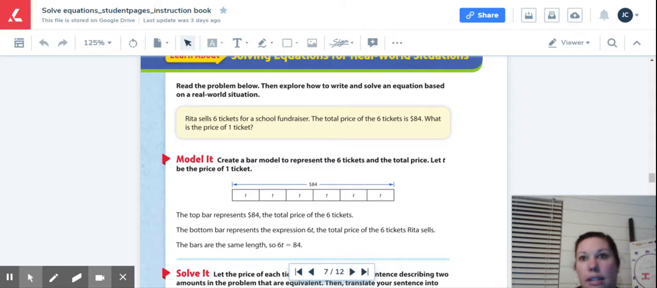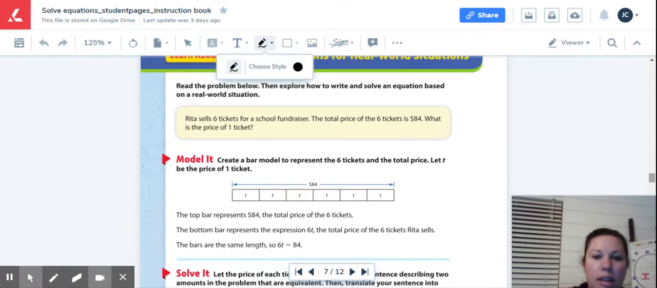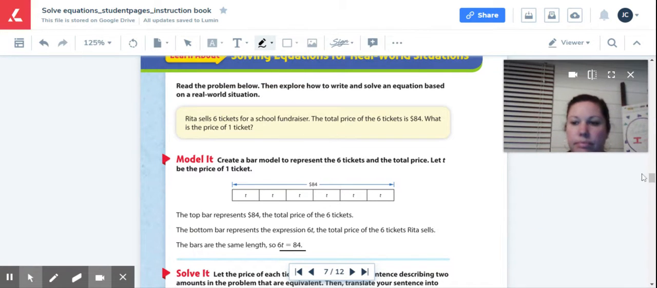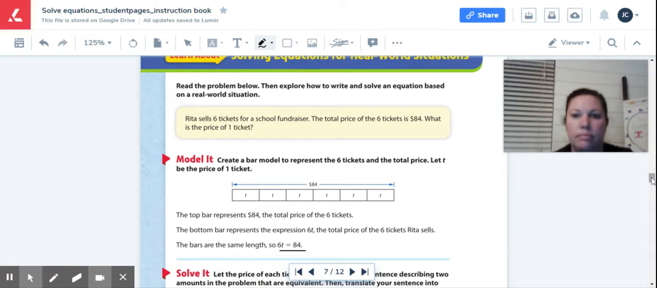So that's why there's a t in each section, and there's 6 sections. So t is the unknown number. We don't know what that one is yet. And then it says the bars are the same length. So that's why we have 6 of them. So that means that 6t equals 84. And that is right here. Okay.